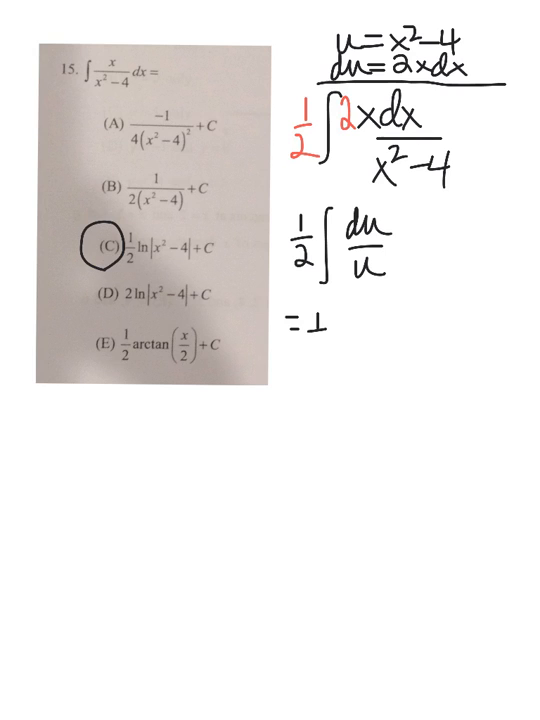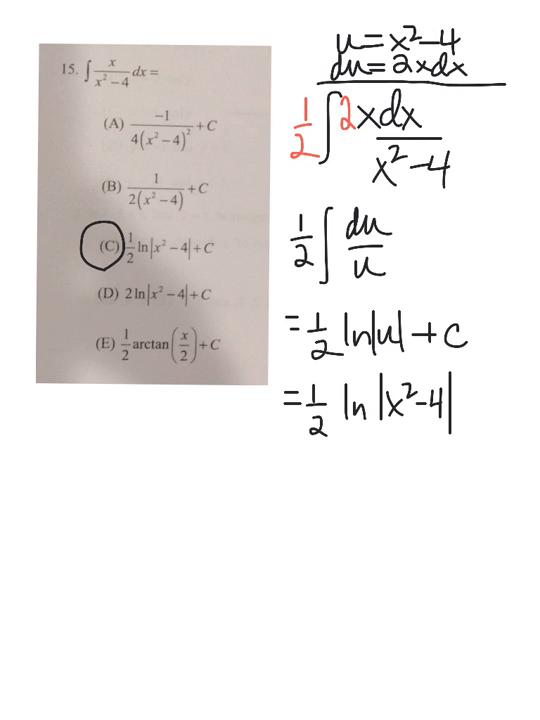So that's equal to 1/2 the ln of u plus c. So we've got 1/2 the ln of u, which is x squared minus 4. Now we've been putting them in parentheses. Technically, by definition, it's absolute value, plus c, and there's your answer, choice C.